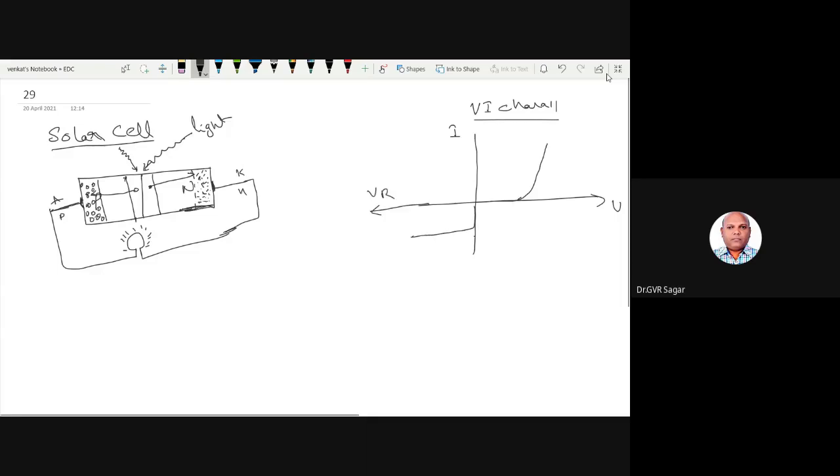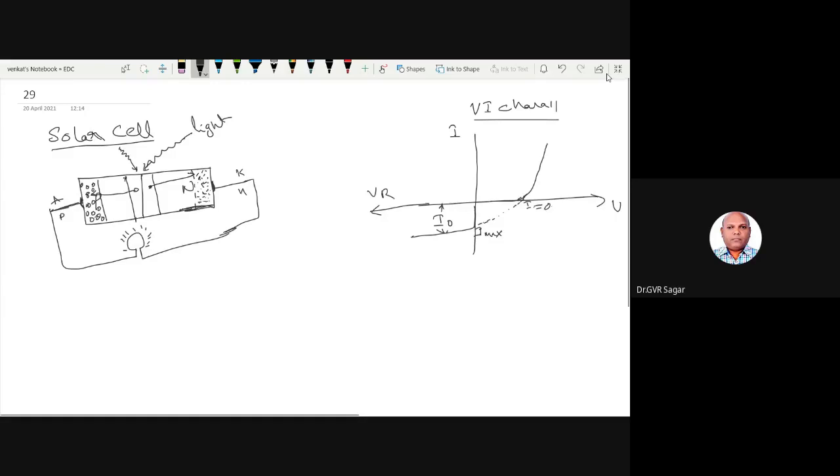We are in reverse bias, so this current I naught is present here. The solar cell will operate in this region. This is the characteristic, right? The solar cell will operate in this region. This is the maximum, I maximum here, and this is I equal to 0.